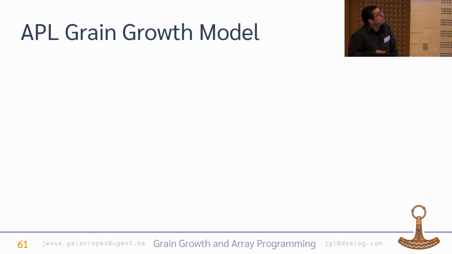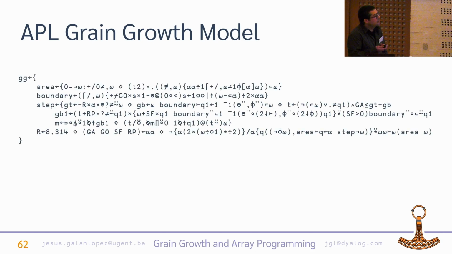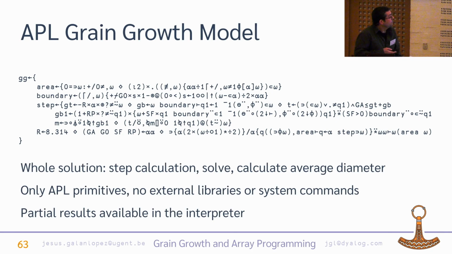So how can you write the grain growth model in APL? I wrote this one, not the students. But you can write it like that. You can see that it is quite small, and this is the whole solution. Before I was only using the calculation of a step, but this is the whole model. It is calculating the solution each step, iterating. I'm also calculating the average diameter here.